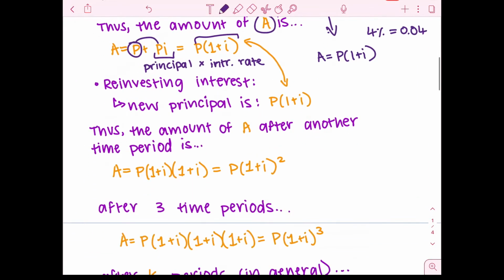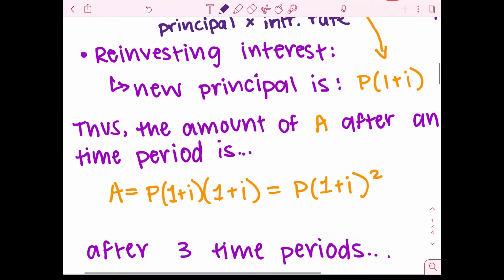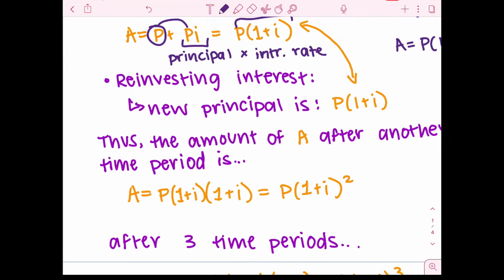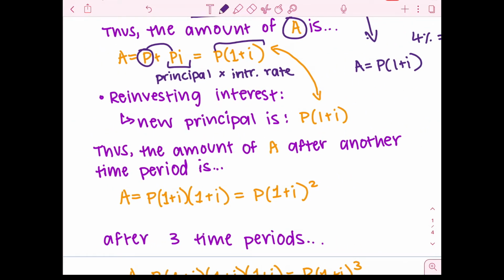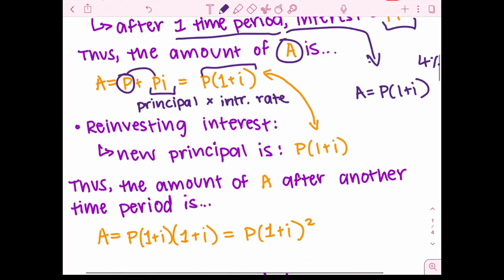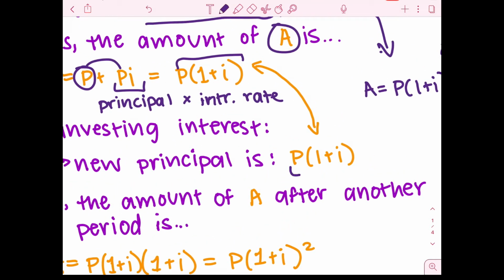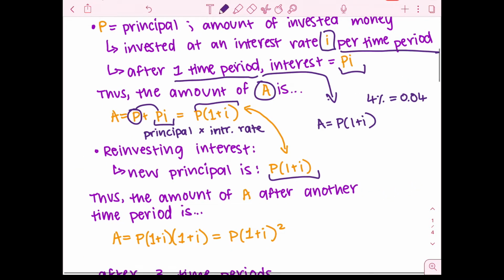Okay, next we're going to talk about reinvesting interest. So basically more time periods. So our new principal in this equation is going to be P times (1 plus i). So we're basically resetting our principal. And remember, this is our fixed principal, and then this is our total amount that we are getting, our A.